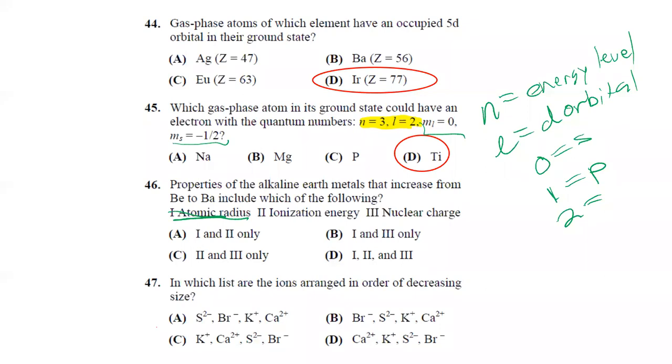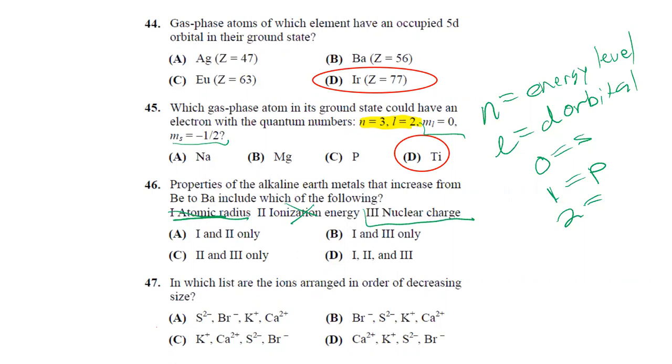Going across the period, it gets stronger as the atomic radius gets smaller. So ionization energy goes the opposite direction of our atomic radius. The smaller you are, the higher your ionization energy is. So we know it can't be number two. And then nuclear charge is the tricky one.